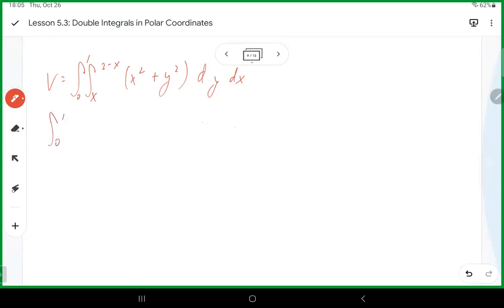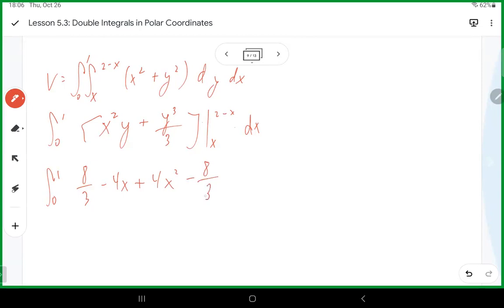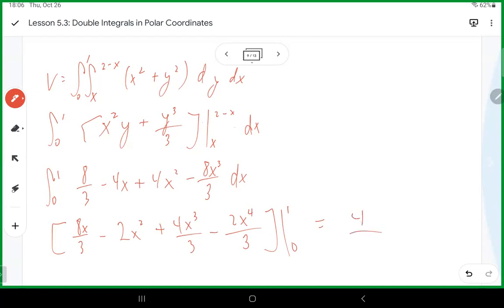0 to 1, and then x squared y plus y cubed over 3, going from x to 2 minus x dx. Will be 0 to 1, 8 over 3 minus 4x plus 4x squared minus 8 thirds x cubed dx. Then we get 8 thirds x minus 2x squared plus 4x cubed over 3 minus 2x to the 4th over 3, 0 to 1, which is going to give you a final answer of 4 thirds.